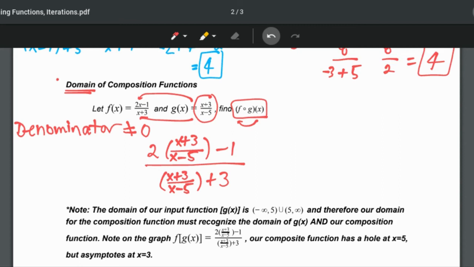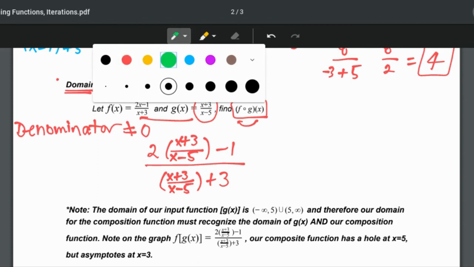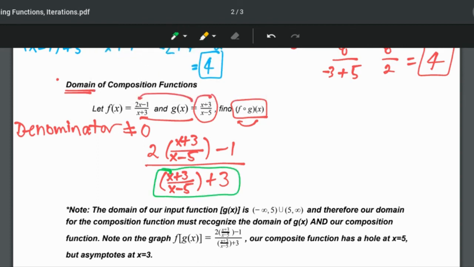And so we're going to look at what would make the denominator 0. In our denominator, we have this entire quantity. So this entire quantity cannot equal 0.